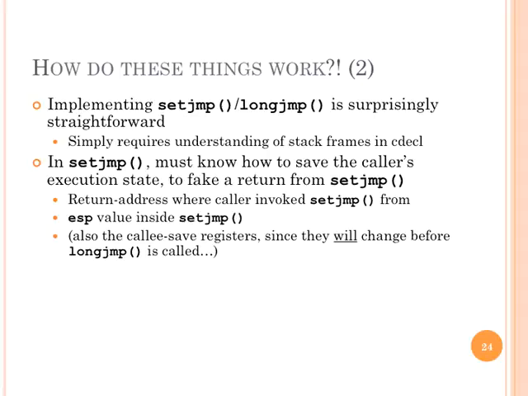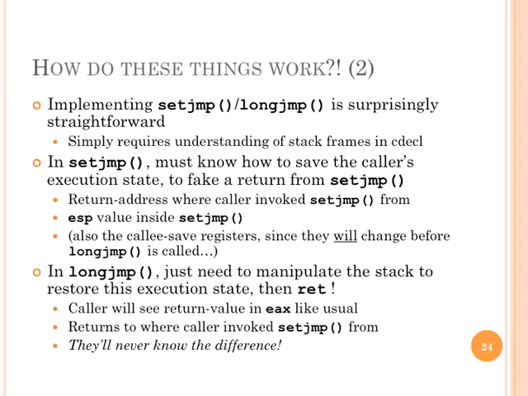Callee save registers: the caller expects that those are going to be the same when the function returns, so you have to make sure to save those. And then in longjmp, you basically just have to set things back up the way that setjmp saw them. So it's pretty straightforward.